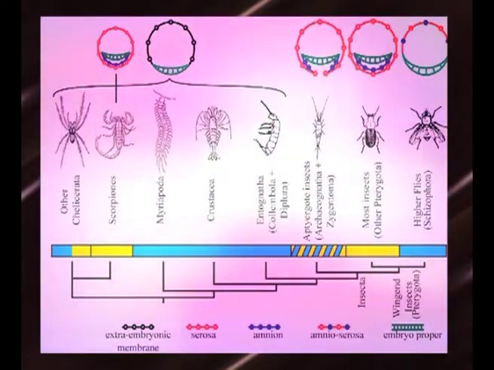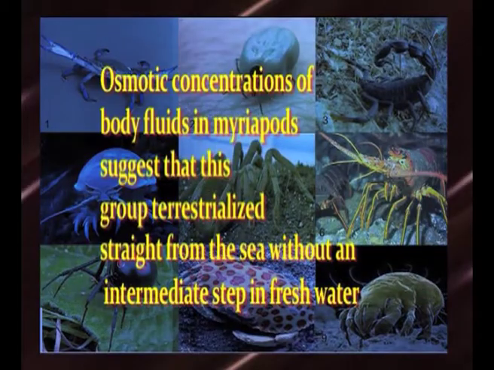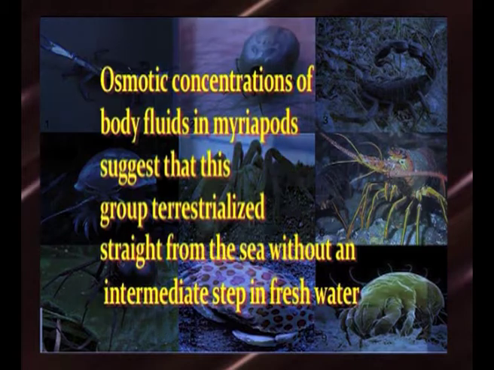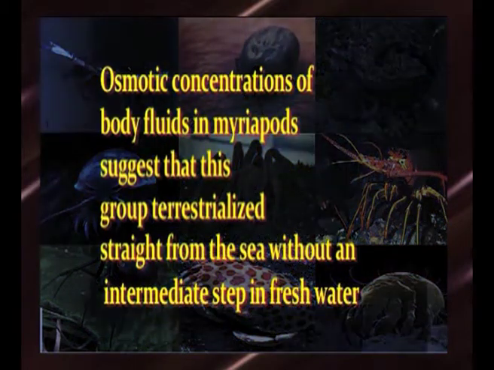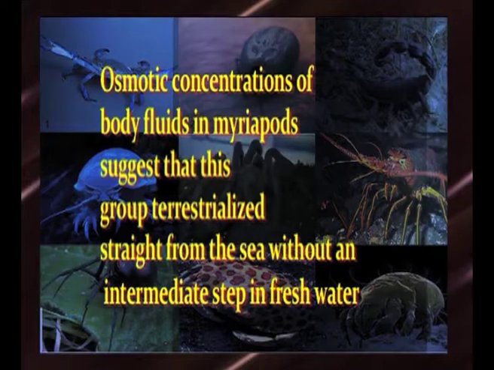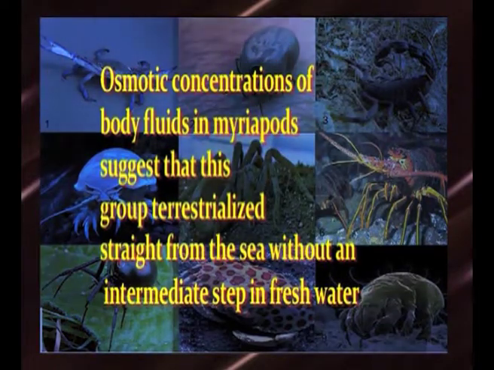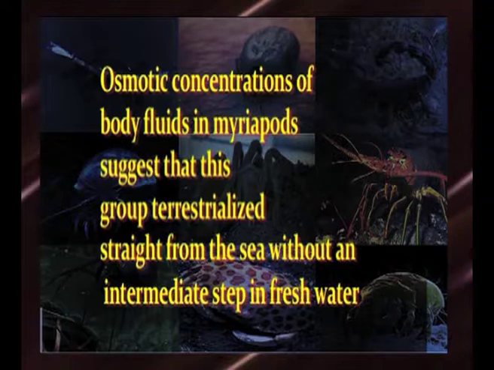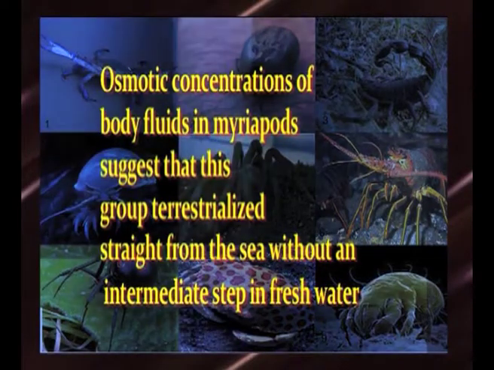Different terrestrial arthropod groups probably took different terrestrialization pathways, although this is difficult to determine from the fossil forms. Extant members of the ancient lineages can lend clues as to what these pathways might have been. For example, osmotic concentrations of the body fluids in myriapods suggest that this group terrestrialized straight from the sea, without an intermediate step through fresh water.